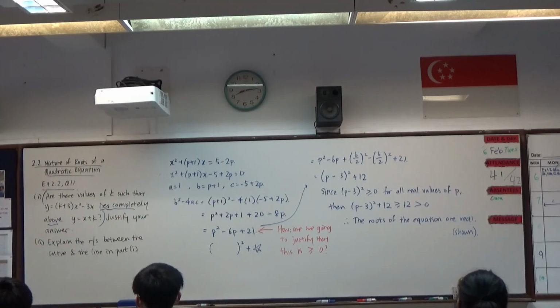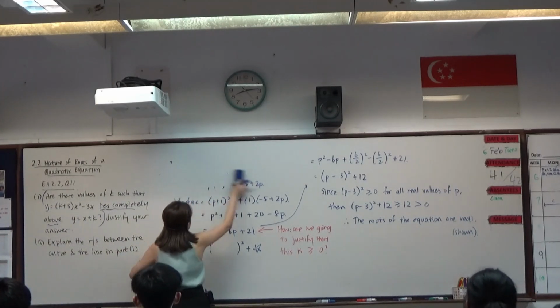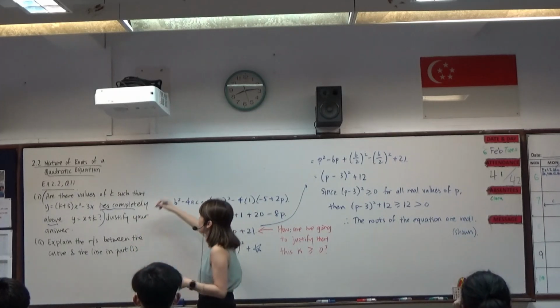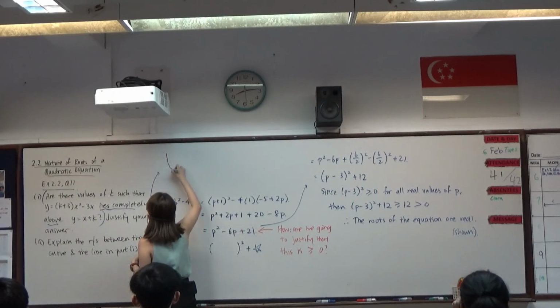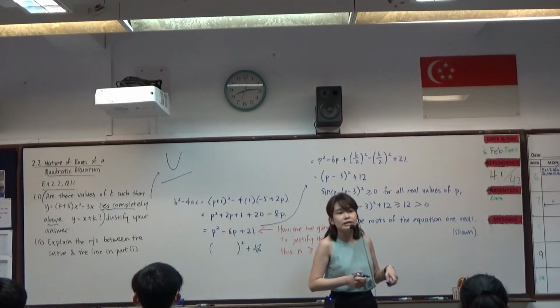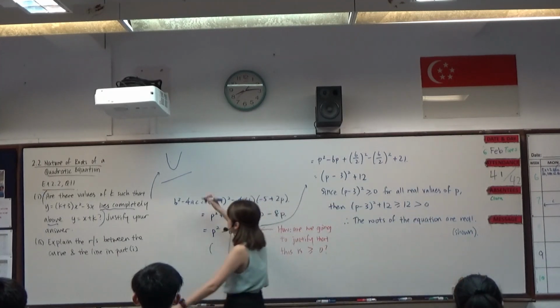So if you say b squared minus 4ac is smaller than 0, why? In case you haven't caught it yet, when we say that the curve lies completely above a line, how does that actually look like? We're looking at the curve entirely above the line. So that means there's no intersection, and having no intersection will mean that your discriminant is less than 0.